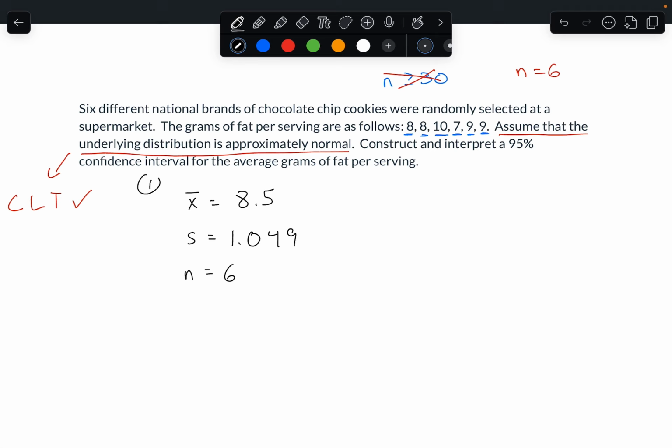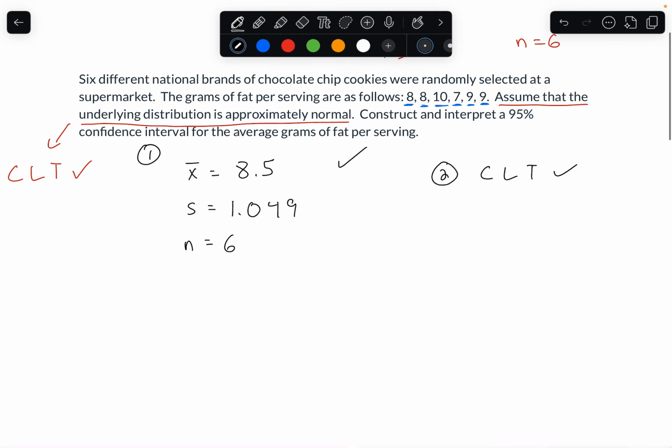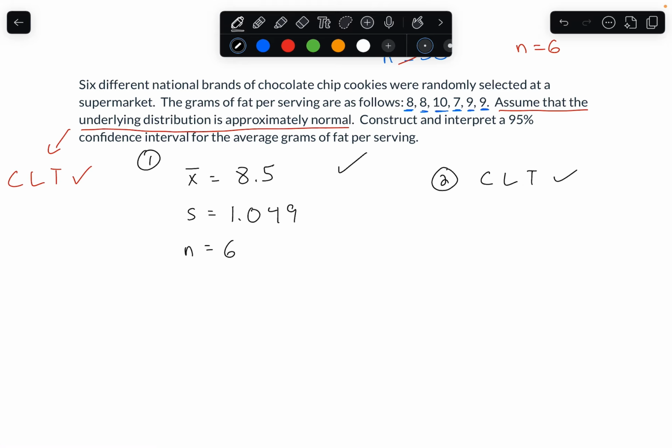So at this point, I have my mean and I have my standard deviation. So that was my first step. We've gathered the correct information. We've already done the second step where we verified that the central limit theorem works because we have that the underlying population is normally distributed. So that's good to know. Now we can get to the actual building of the confidence interval.